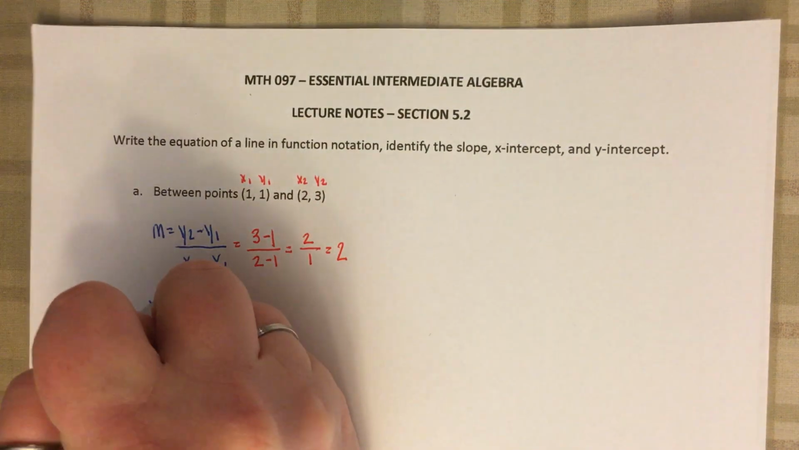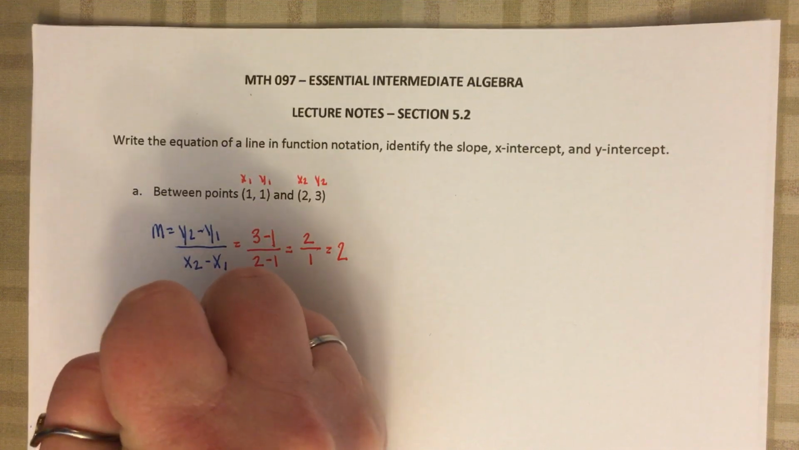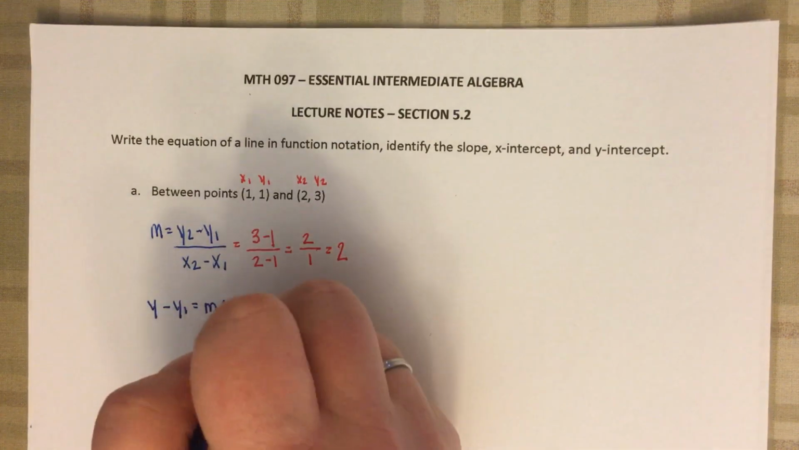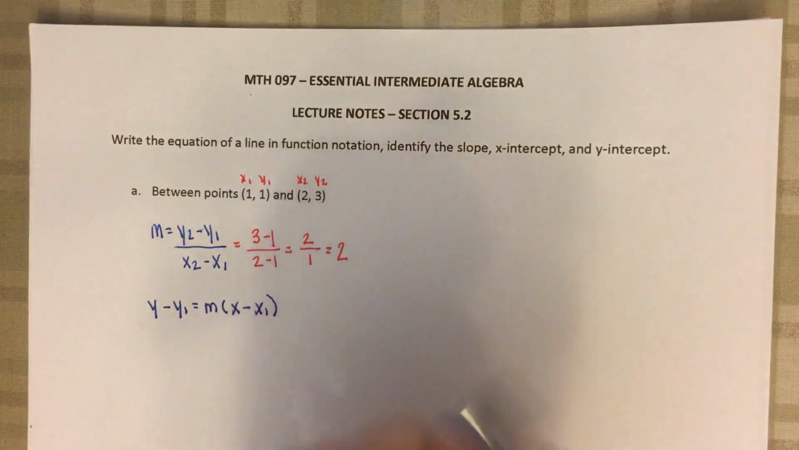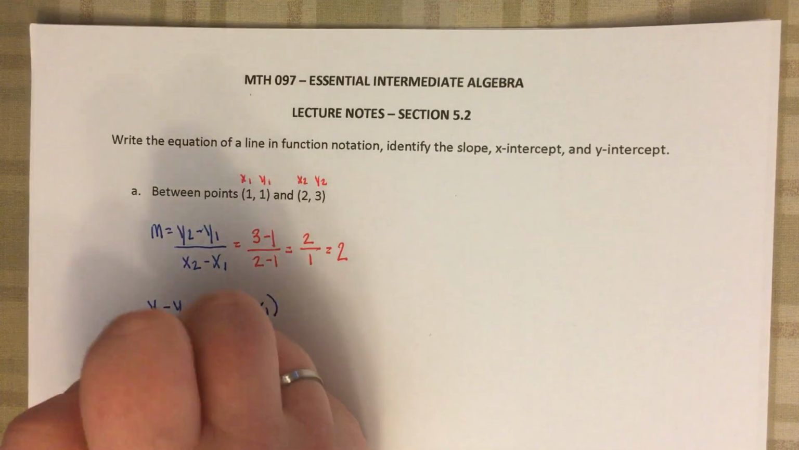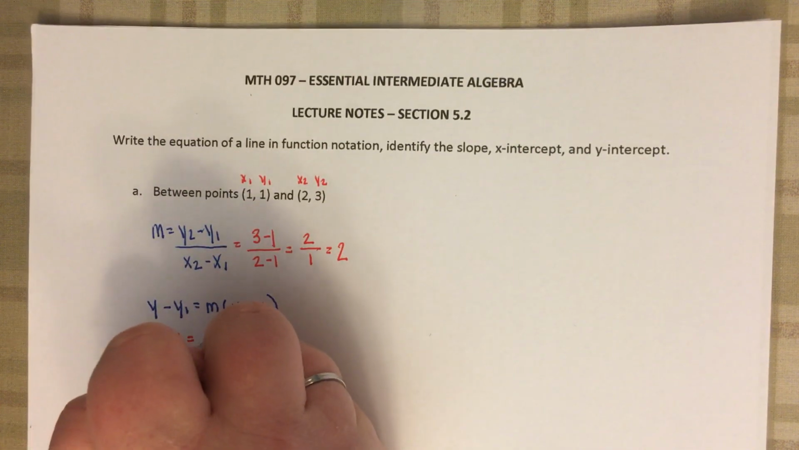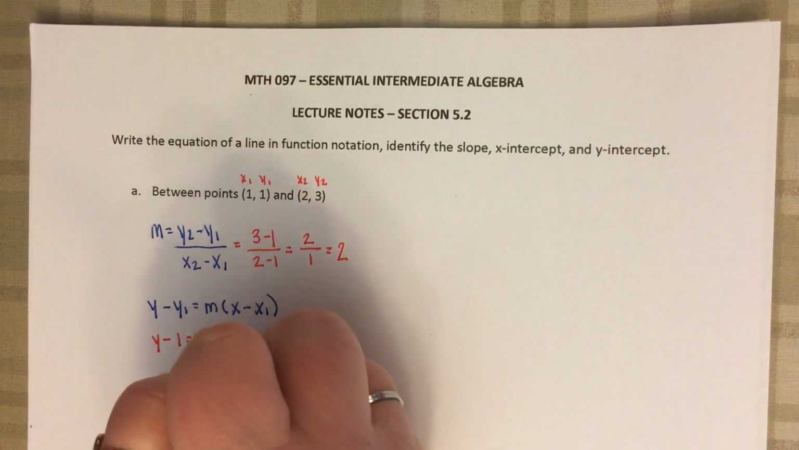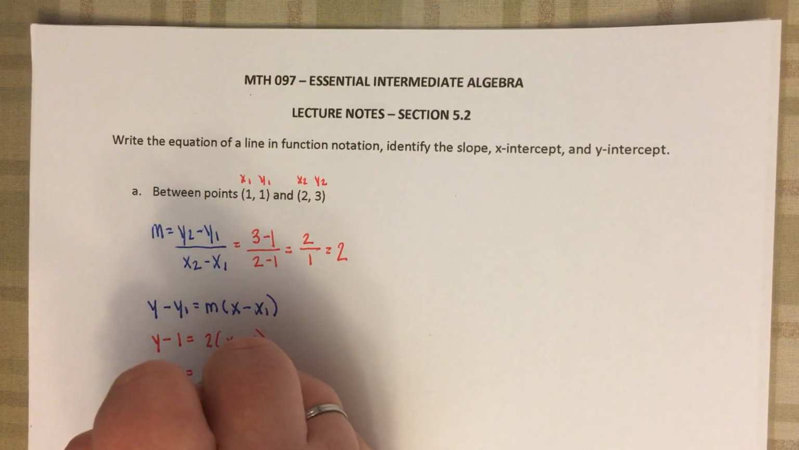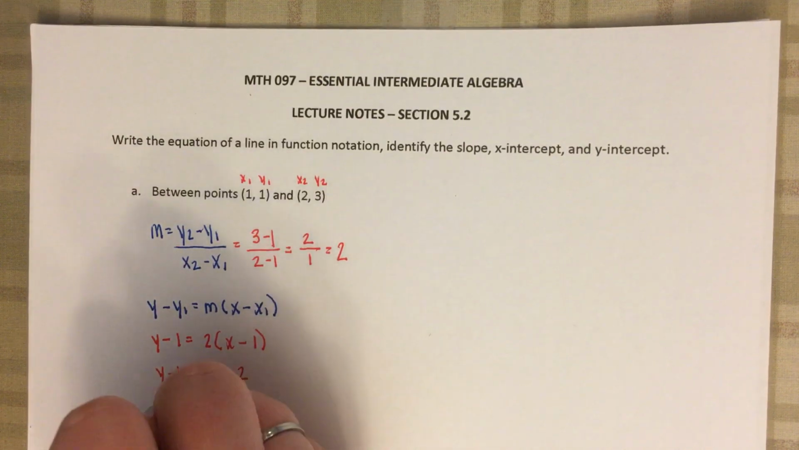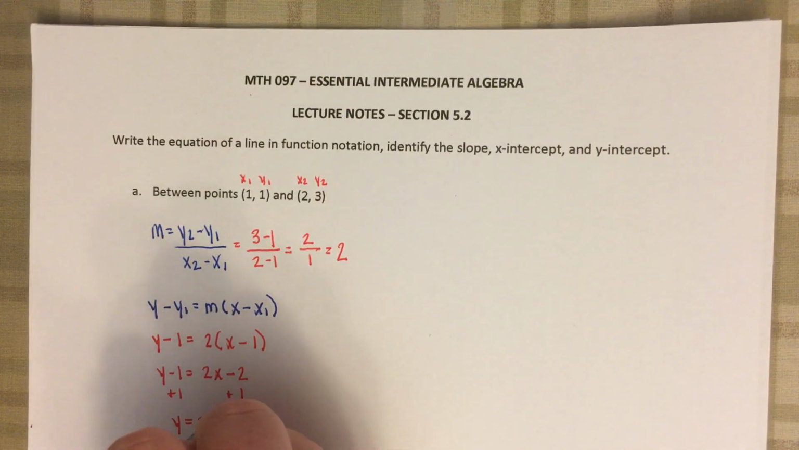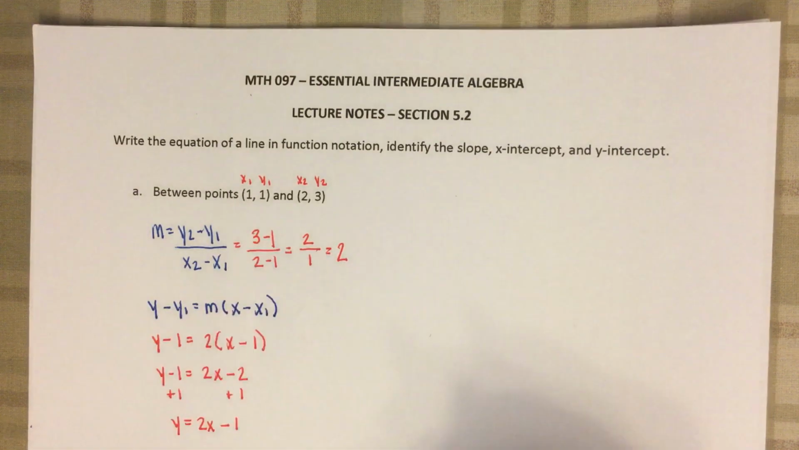Now we're going to find the equation of our line, and again we can use our point slope form. y minus y1 equals m times x minus x1. y minus y1 is 1 equals m, which is 2, times x minus x1, which is 1. y minus 1 equals 2x minus 2. Add 1 to each side. y equals 2x minus 1.